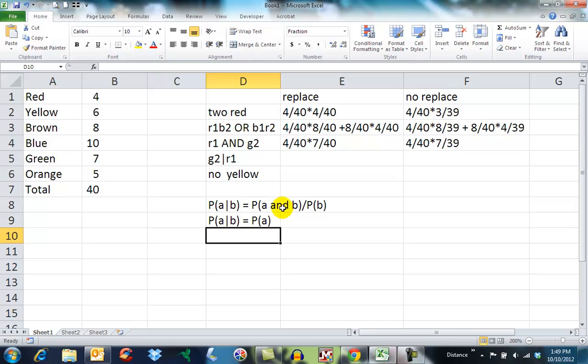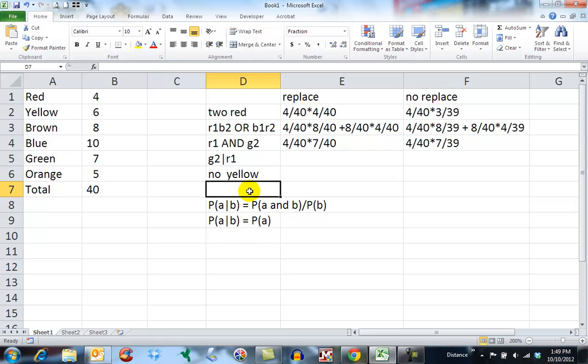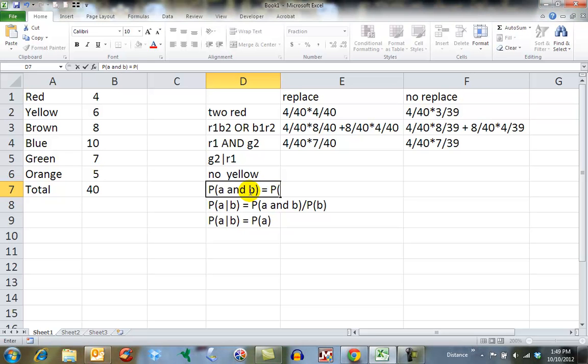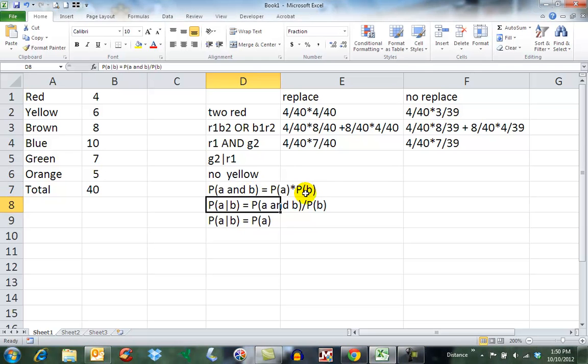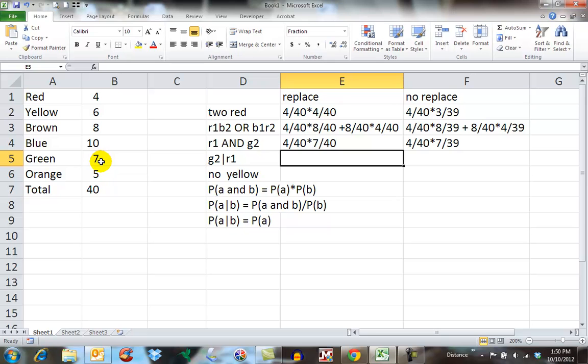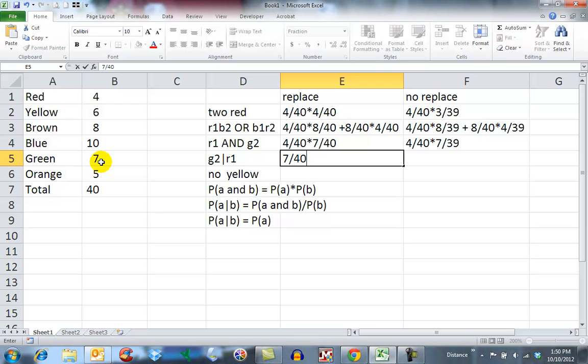Because the probability of A and B is equal to the probability of A times the probability of B. Well, if the probability of A and B is A times B, and then we're going to divide by B, we get the probability of A. So that just means, well, green is going to be, what's the probability of green happening? 7 over 40, because it's going to total that.